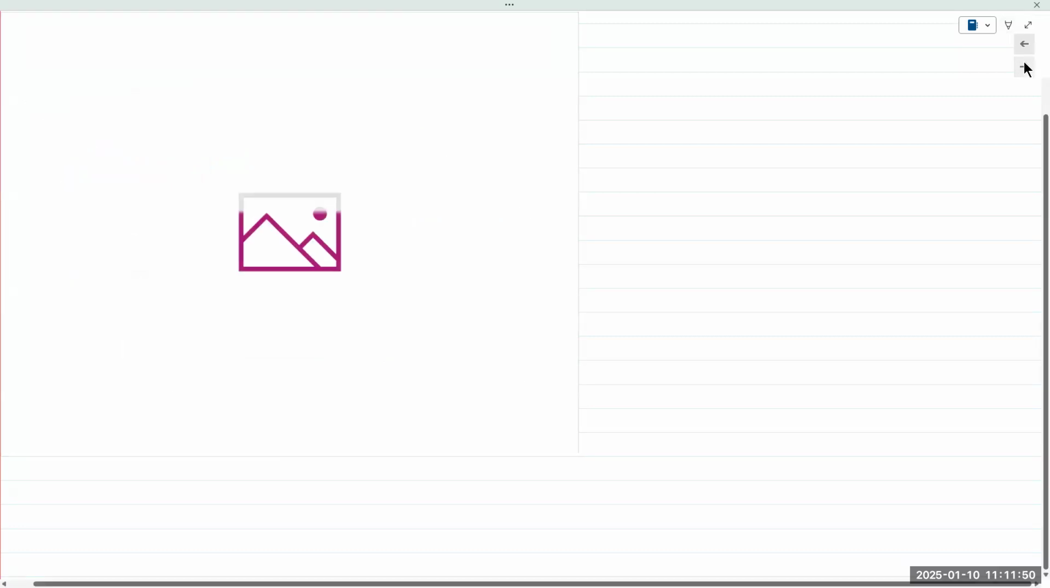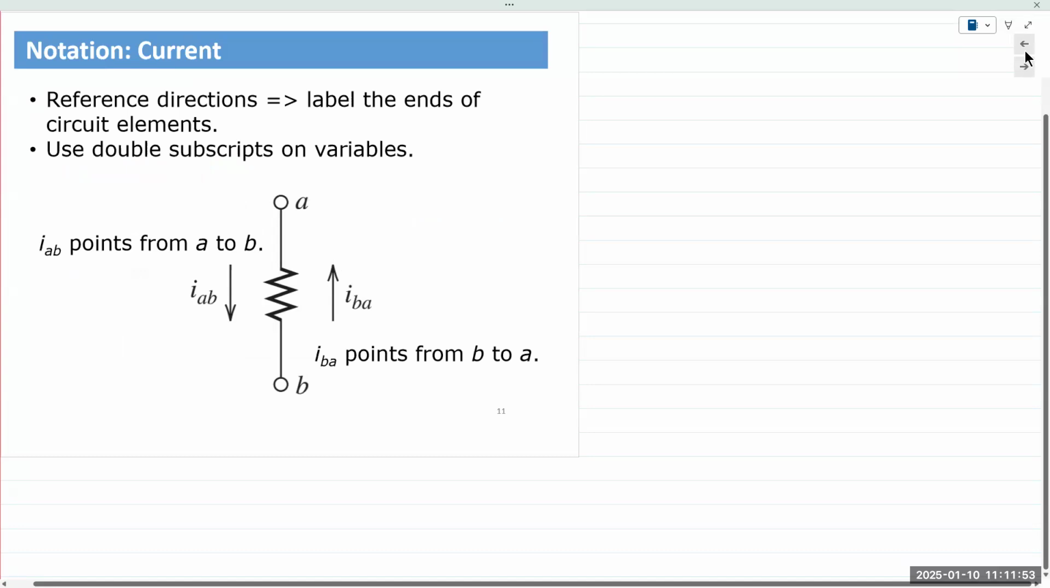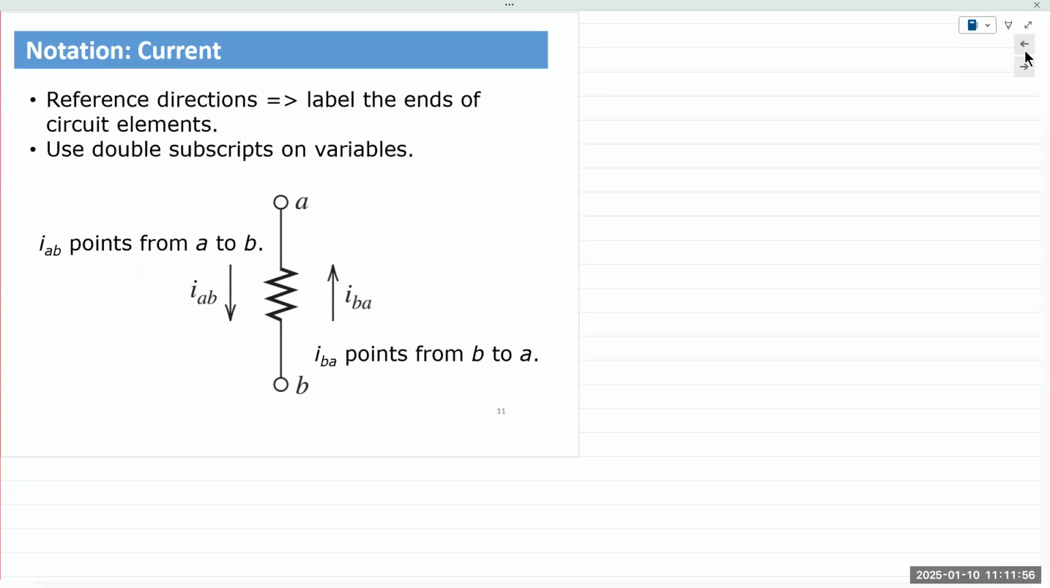So let's talk about notations. For current and for voltage, we use two subscript notations. So if we have an element which has two terminals, A and B, and we label the current for that element as IAB, we are taking a reference point at B. We simply state it's the current going from A to B. The first subscript is positive, the second one is negative.